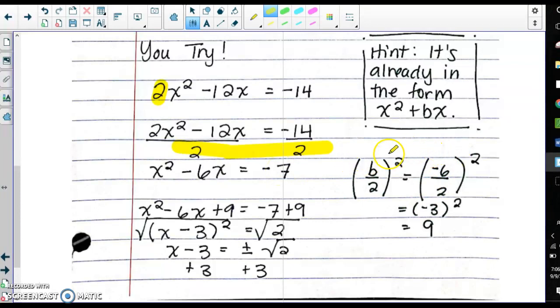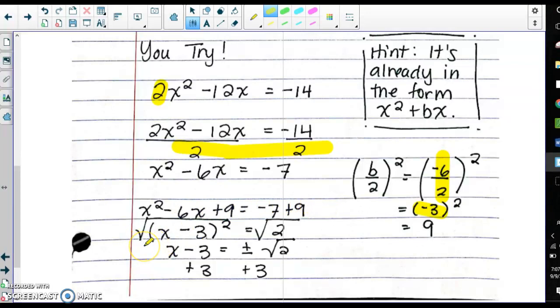Okay, so now we have to complete the square. Our b term was negative 6, so we have negative 6 over 2 squared. Negative 6 over 2 is negative 3, and remember, this is your b over 2. Okay, so you're going to go back to that when you do your binomial squared. So negative 3 squared is 9. So that's the number that we add into both sides. So now we have x squared minus 6x plus 9 and negative 7 plus 9.